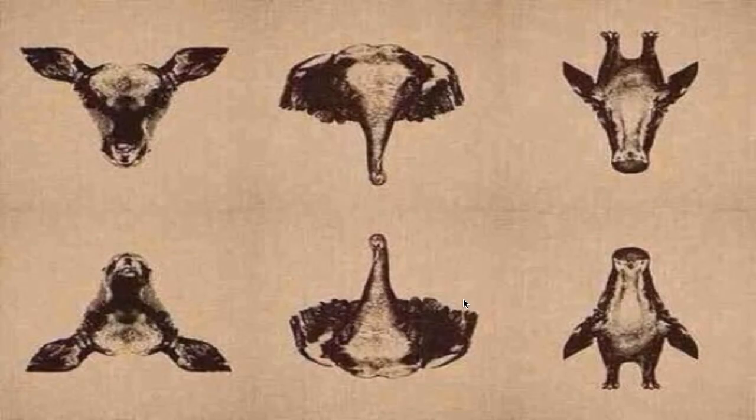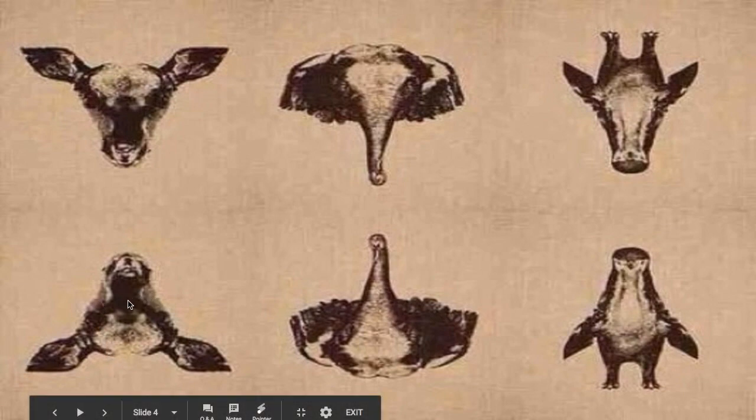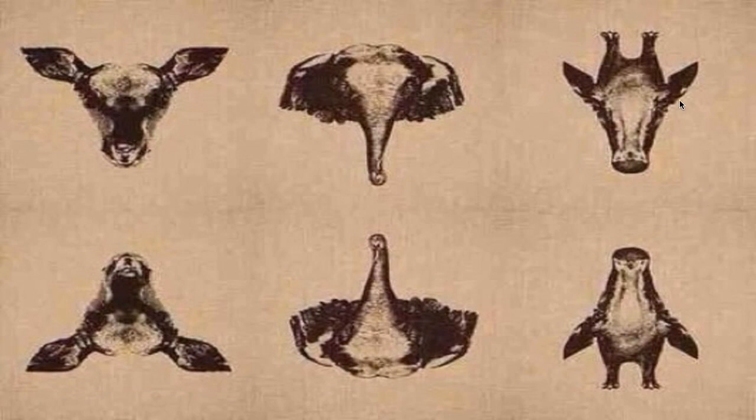One last image to bring home the idea that perception is really what we make of it. Here we have literally the same image. On top we see a calf or a doe's head, but when that image is flipped upside down, it becomes a seal. The elephant becomes a swan, and the giraffe becomes a penguin. Literally, flipping an image on its head changes its entire meaning. That is what literary theory is about.